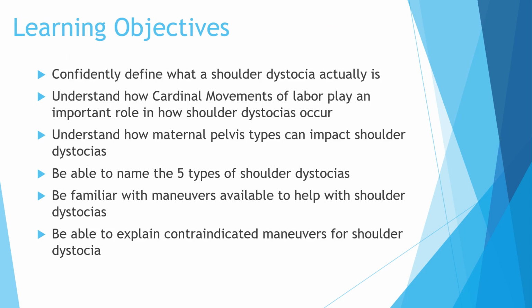Learning objectives: making sure in this section you can confidently define what a shoulder dystocia is, how cardinal movements of labor are so important with preventing shoulder dystocia, understanding shoulder dystocia, and the different maneuvers to try for shoulder dystocia. Understand how a maternal pelvis shape can affect a shoulder dystocia. Name the 5 different types of shoulder dystocias you can get, and what are the different maneuvers to resolve those shoulder dystocias. What are contraindications of maneuvers to not try?